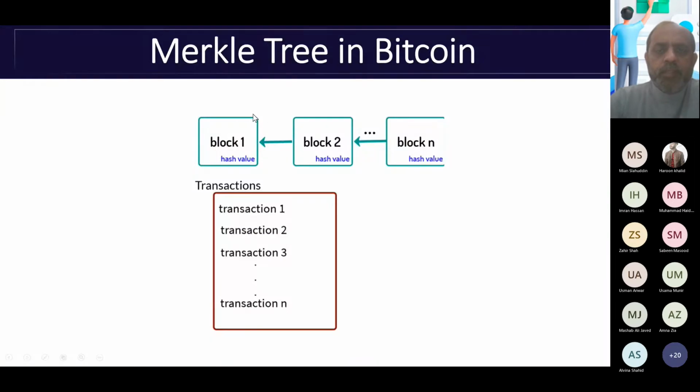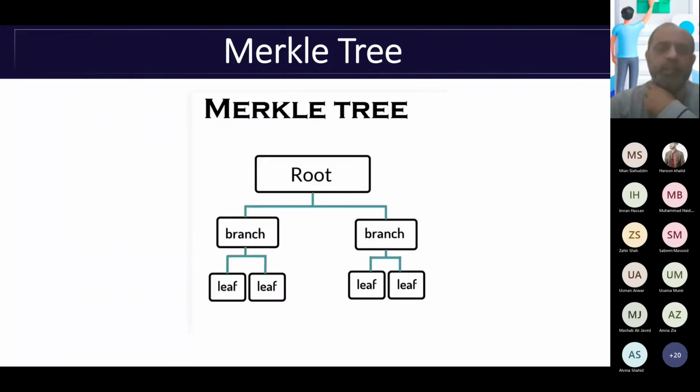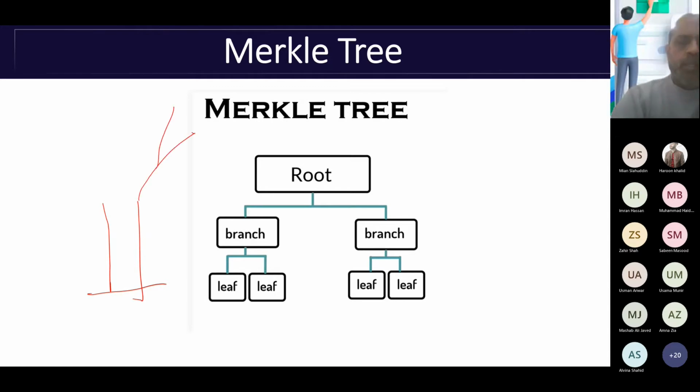What is a Merkle tree? You have all these transactions and you make a binary tree of these transactions, collecting two of them together, taking the hash and then going up. So a Merkle tree is a binary tree, like a tree. That tree has a root. Whenever you have a tree, it has a root, and all the branches come out of the root. So you have a branch going here and a branch going here, and every branch then has leaves.